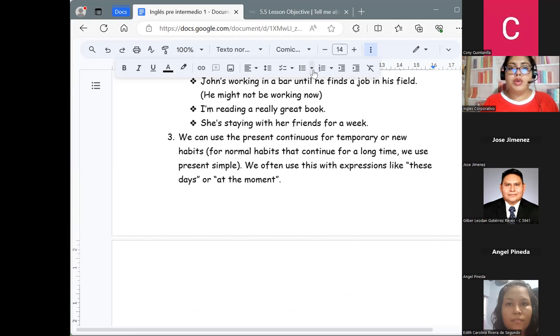For this one, we have the following examples. It says, he's eating a lot these days. Maybe this is just something that is not going to last a lot of time, because maybe this person is having troubles. Maybe this person is very stressed, or this person has anxiety. So in this case, this person is eating a lot, and maybe it's going to change in a couple of days or in a month or something like that.